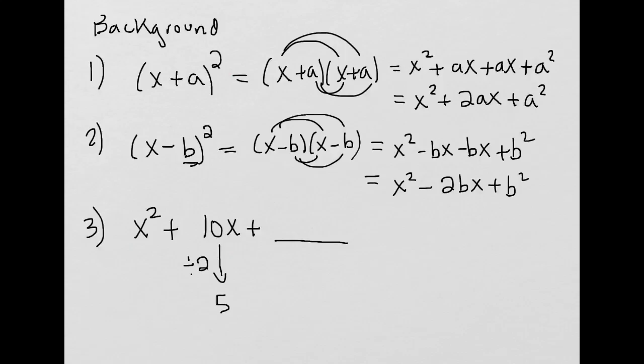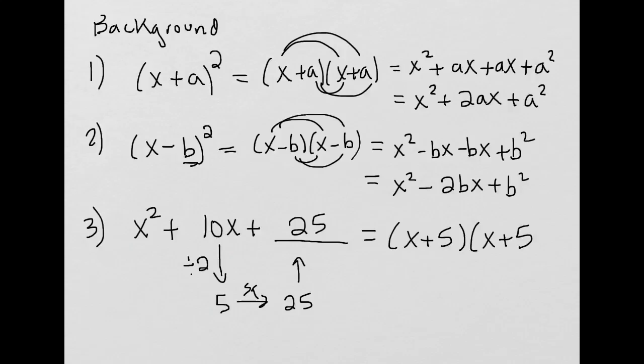And then if I want to know what number I have at the end, well, notice that the number I have at the end is always whatever term I have in my parentheses squared. Now I know that the number I'm going to have in my parentheses is 5. So if I square that number, I get 25. So that tells me that if I started with x squared plus 10x plus 25 and I factored this, I would end up with x plus 5 times another x plus 5.